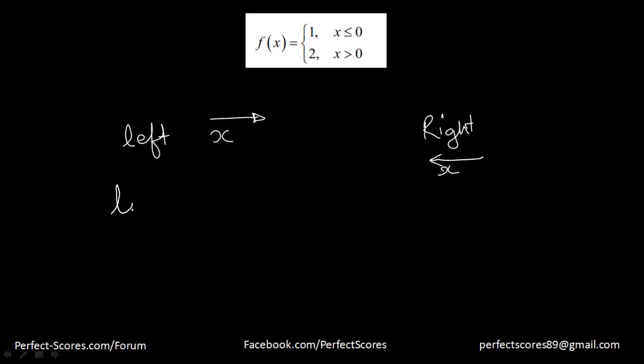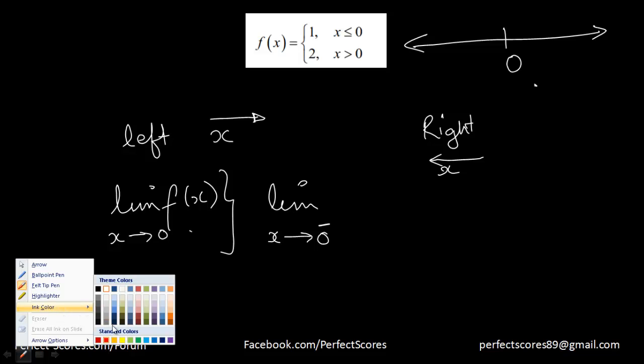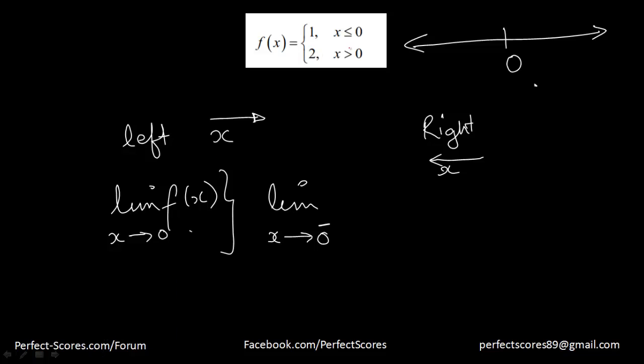Now let's suppose I want to evaluate the limit of this function when x tends to 0. There would be two limits here. That would be the left limit, when x tends to 0 from the left hand side. If I draw the number line and this is 0, as you can clearly see in this function, when x is less than or equal to 0, that is when x is approaching from the left hand side, the value of f of x is 1. That means the limit of f of x as x tends to 0 negative is going to be equal to 1.